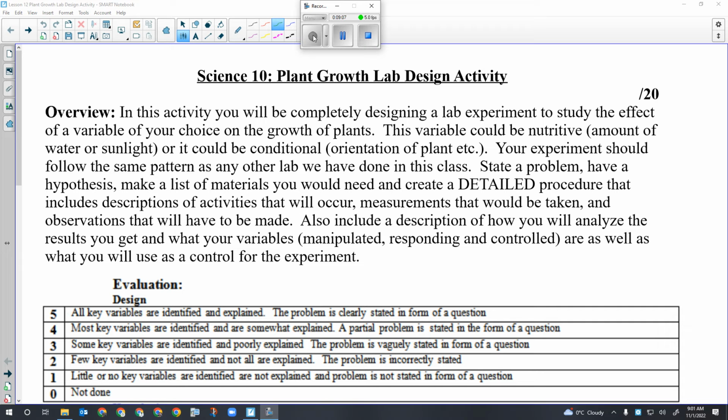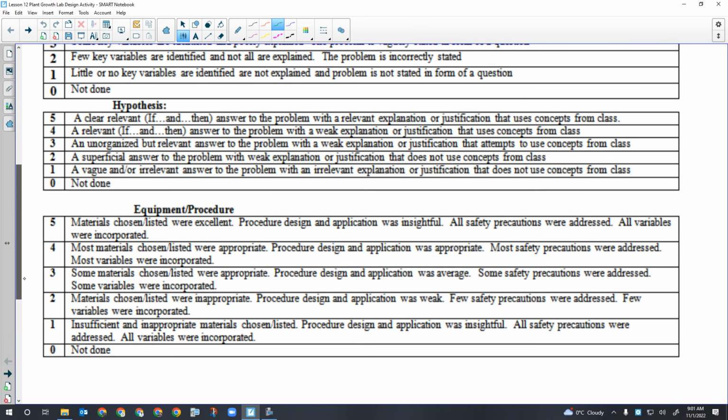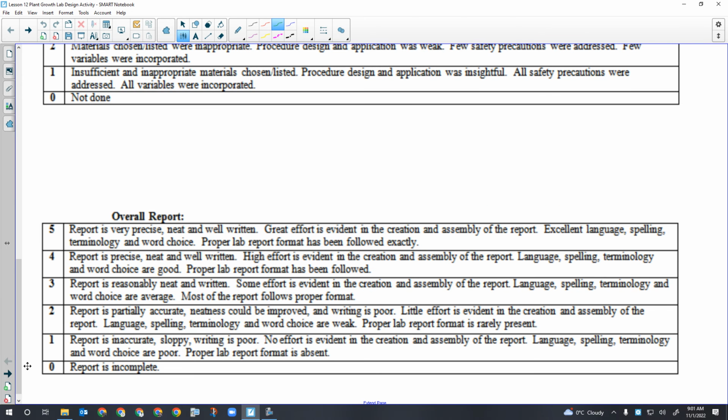So you'll be marked on your design, same as you always are. Problem and variables go together. You'll be marked on your hypothesis, same as you always are. Okay? You'll be marked on your equipment and procedure, okay, and overall. Okay, so those categories are exactly the same as they are in all of your other labs. Okay, nothing's going to be different. You're just designing it instead of me.